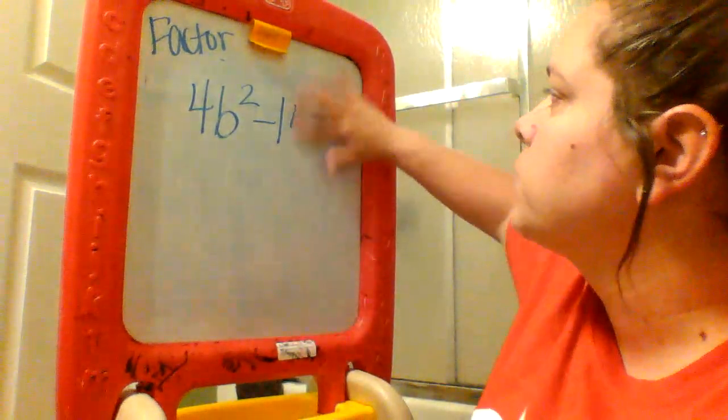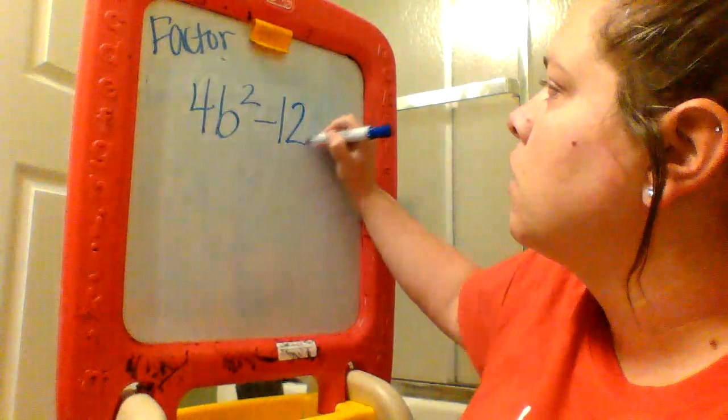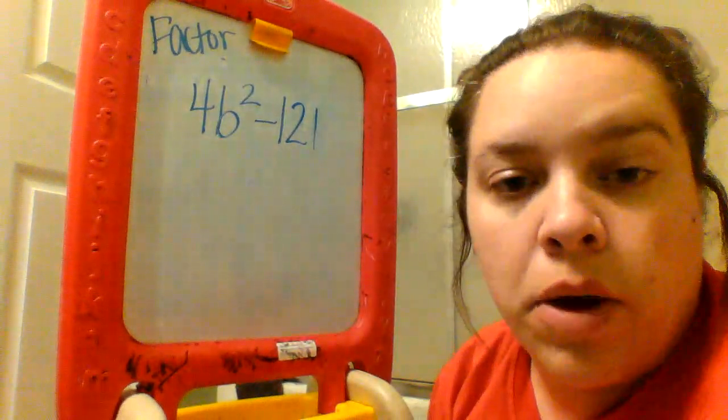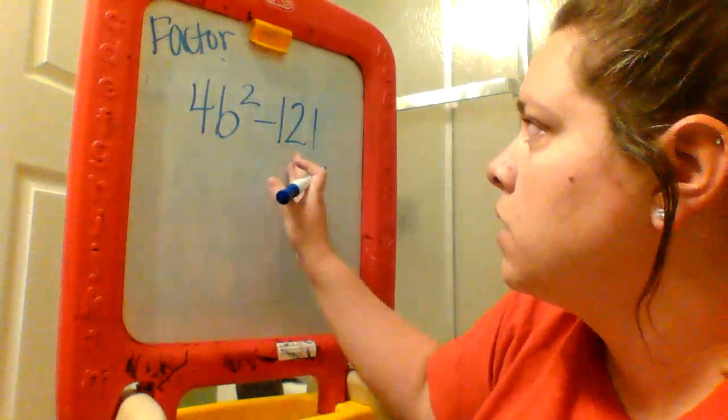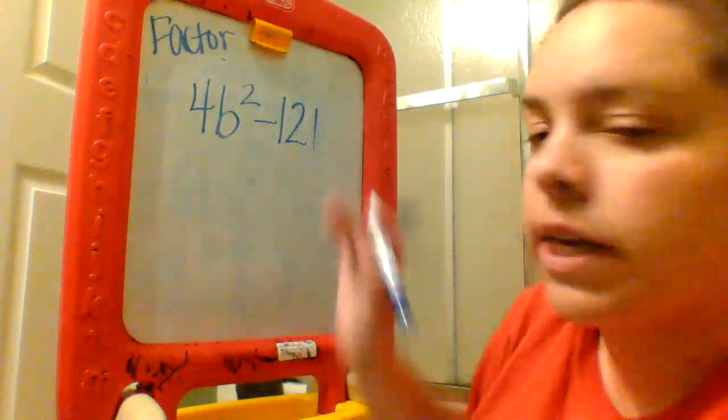Oops, I wrote that wrong. Just kidding. All right, 4b squared minus 121. So I'm looking at it. Is it in standard form? b squared, b to the 0. So highest to lowest exponent, yes.